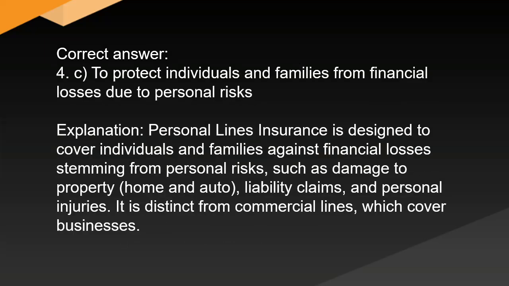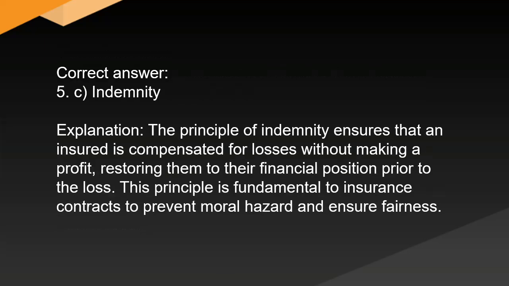Correct answer: C. To protect individuals and families from financial losses due to personal risks. Explanation: Personal lines insurance is designed to cover individuals and families against financial losses stemming from personal risks such as damage to property, home and auto, liability claims, and personal injuries. It is distinct from commercial lines, which cover businesses.